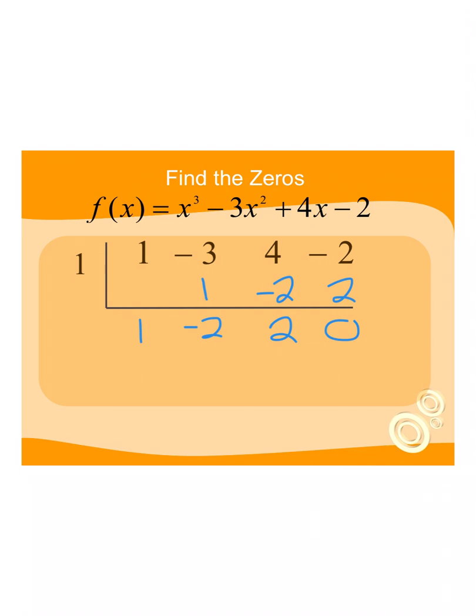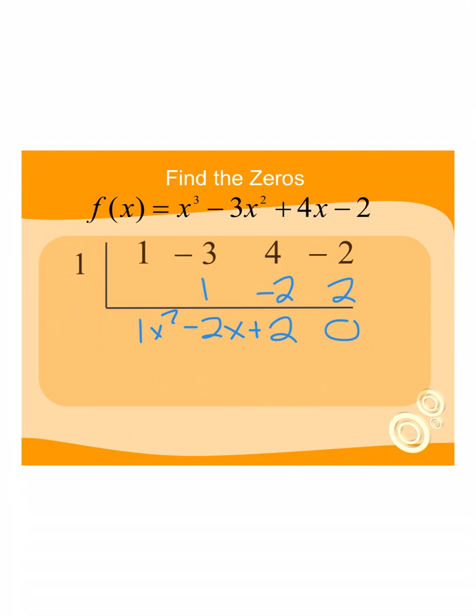And that's exactly what we were hoping for, because that supports our answer that 1 was in fact a zero. What I have now, remember the trick here, we start with an x cubed. Once you do synthetic division, our degree is going to be 1 less, so this is going to be 1x squared, and then we have -2x, and lastly plus 2. Now I know by looking at the graph that there are no more real zeros. So what I can do now is take this function and try to factor it to help me solve for the complex zeros.